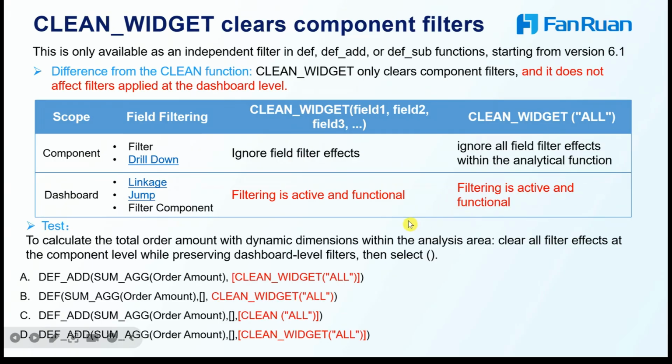Let's do a quick test. How do we write a formula to calculate the total order amount when we need to add dynamic dimensions from the analysis area, clear all filter effects from the component, and preserve the filter effects from the dashboard?